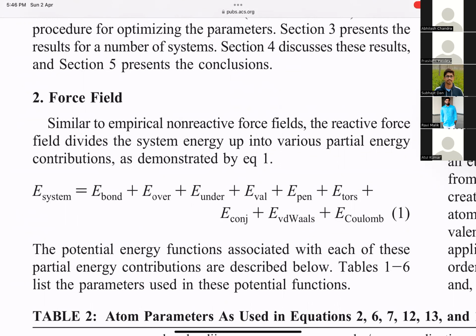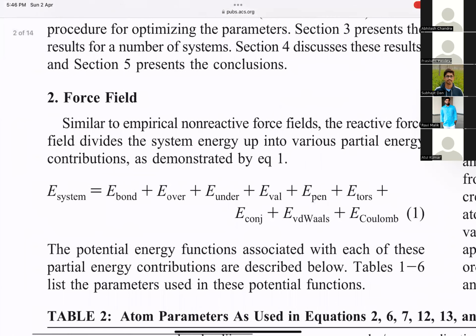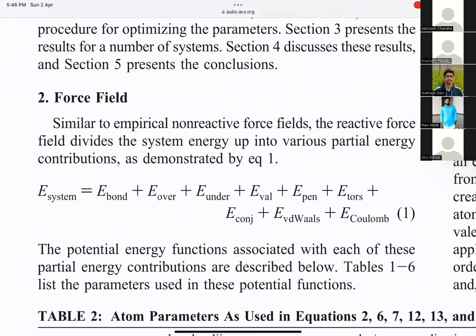So this reactive force field is totally dependent upon your bond order, and the total energy of the system is a contribution from the bonding energy. This E over is your over-coordination parameter. This is your under-coordination parameter. This is your contribution to the energy from the valence atoms. E pen is the penalty term. E torse is your torsional terms. E conj is for conjugated atoms. These are your non-bonding terms, the E van der Waals and the E Coulomb. So this total energy of the system is a contribution of many small parts of these energies.